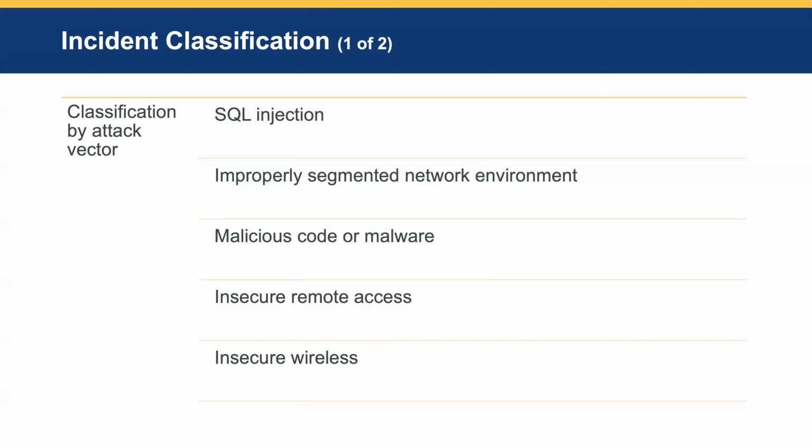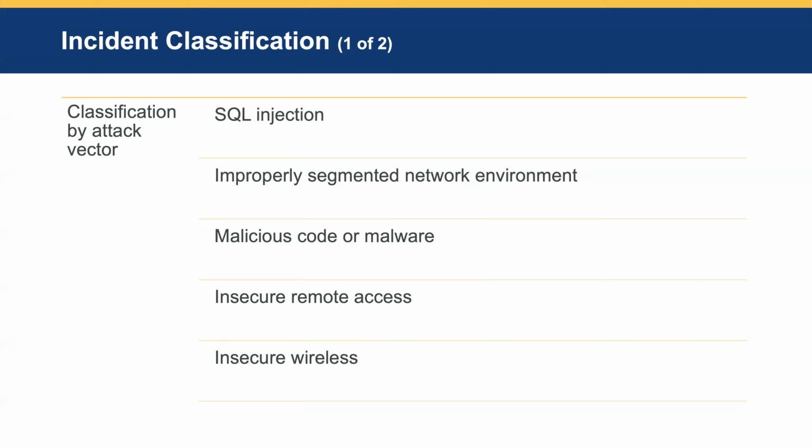And so with these different types of attack vectors, we want to consider what does each mean. SQL injection means that a modified structured query language has been injected into a website. And this allows for the website to be attacked by unfiltered input. The improperly segmented network environment is related to attacks that rely on the lack of partitioning or isolating high-risk assets on their own network segments.